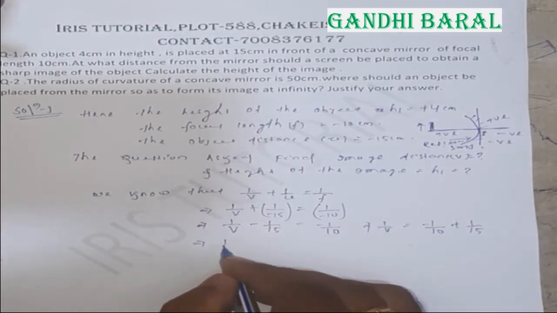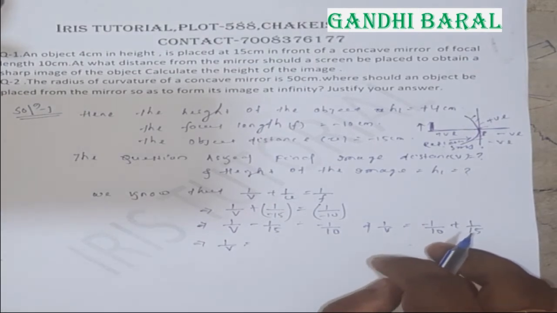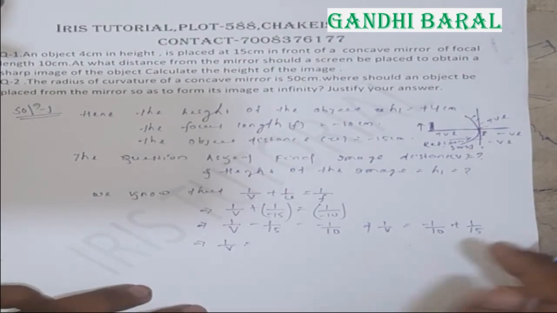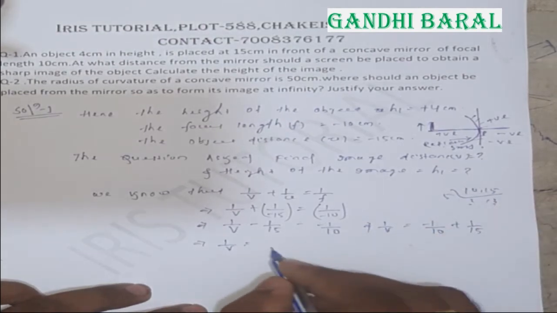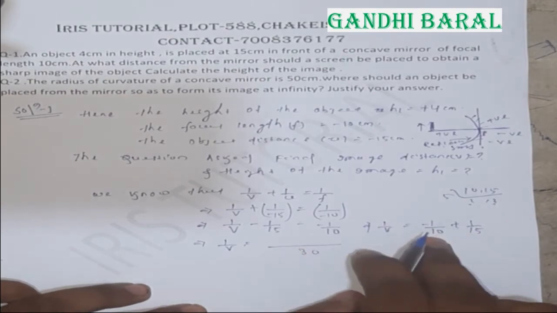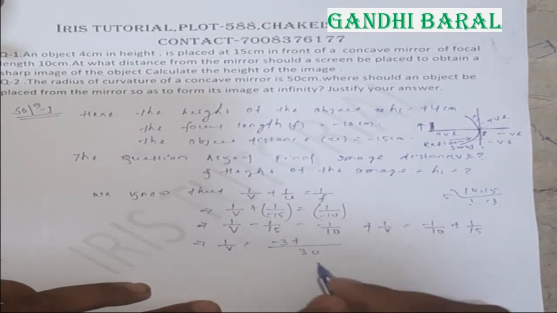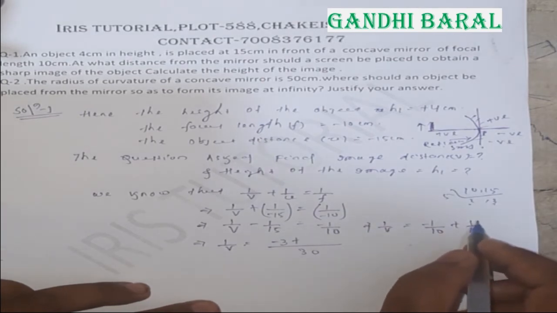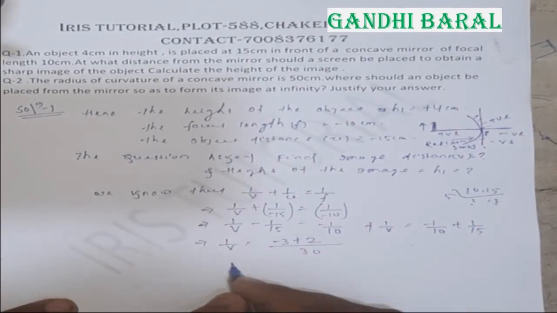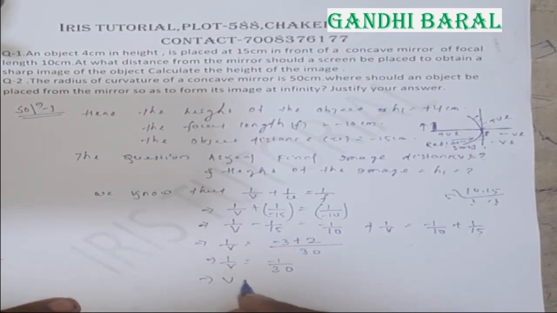Okay, so 1 by v is equal to, the LCM of 10 and 15 will be how much? The LCM will be 30. If I divide 30 by 10, the result will be 3, and 3 into minus 1 is minus 3. Then if I divide 30 by 15, the result will be 2, and 2 multiplied by 1 is 2. So 1 by v is equal to minus 1 by 30. So v is equal to minus 30.